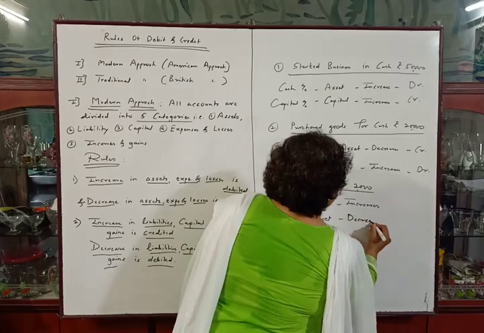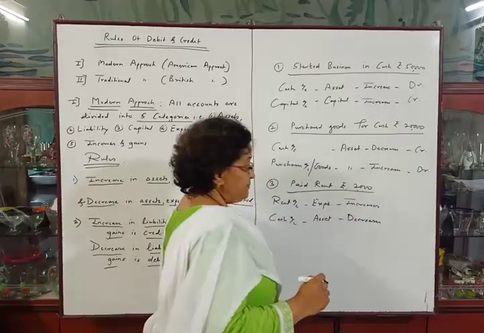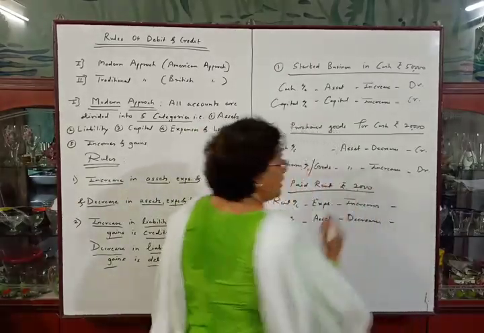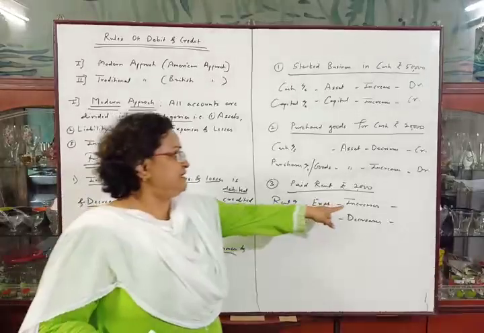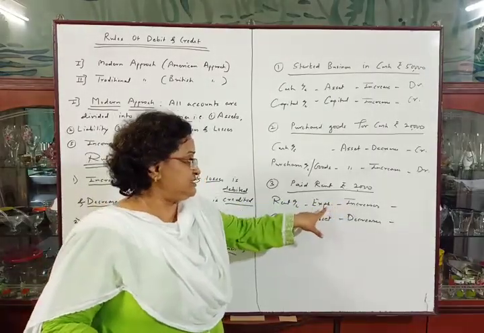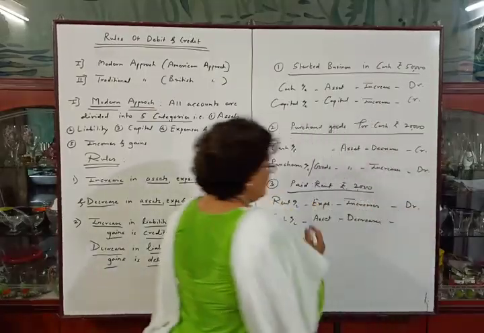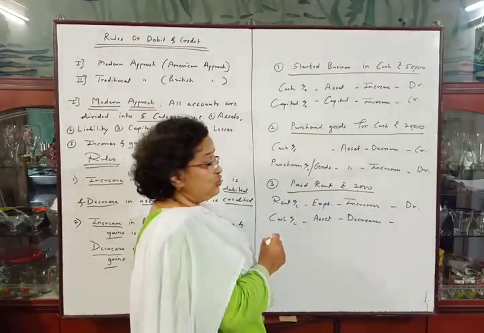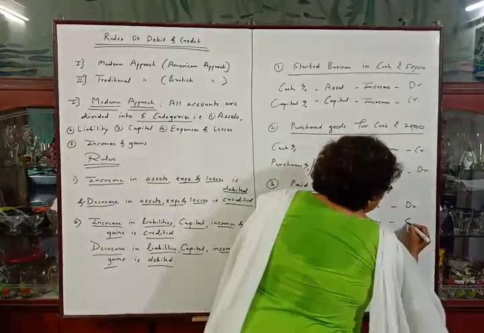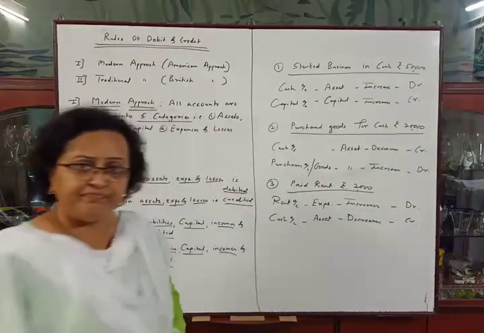Okay, so according to the first rule, increase in assets, expenses and losses is to be debited. So rent account should be debited and decrease in asset should be credited. So cash account should be credited. Okay.